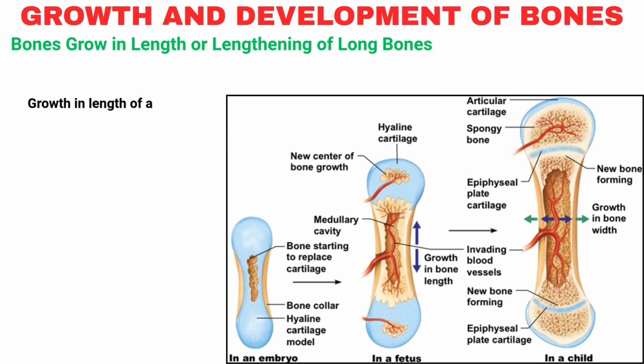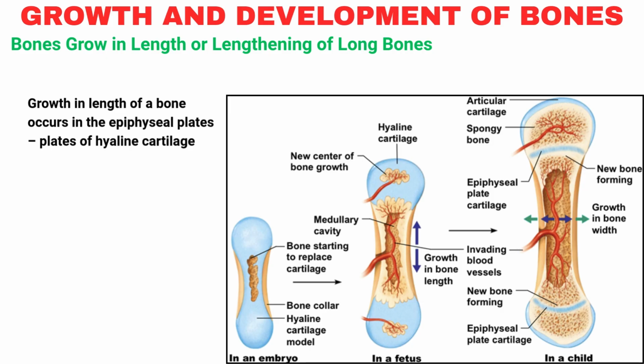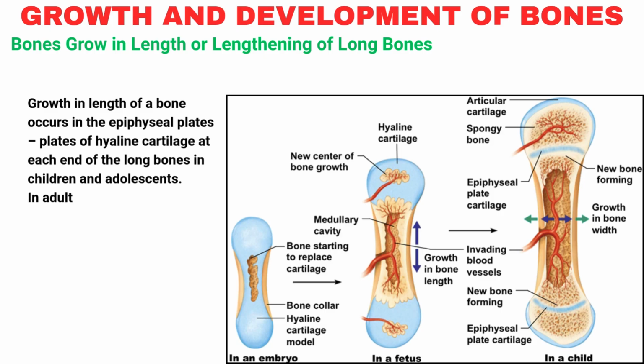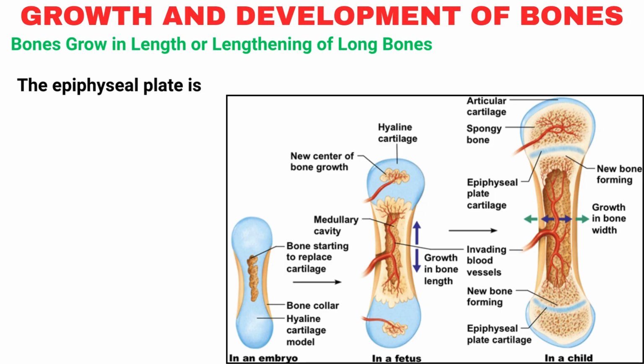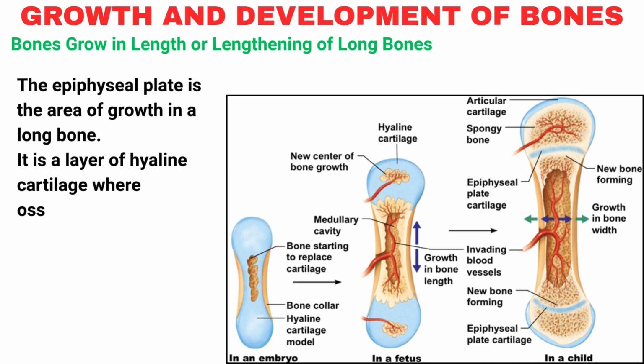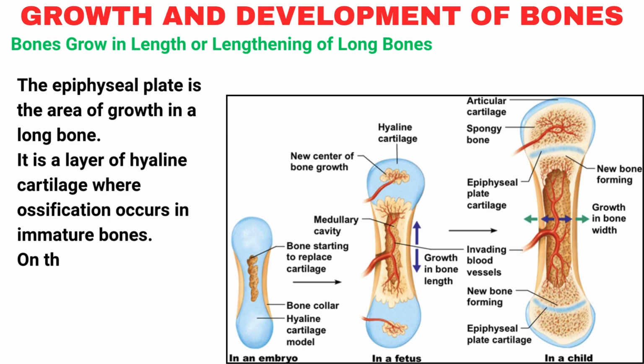Growth in length of a bone occurs in the epiphyseal plates of hyaline cartilage at each end of the long bones in children and adolescents. In adults who have stopped growing, these ossify or become replaced by bone at the epiphyseal line. The epiphyseal plate is the area of growth in a long bone. It is a layer of hyaline cartilage where ossification occurs in immature bones.